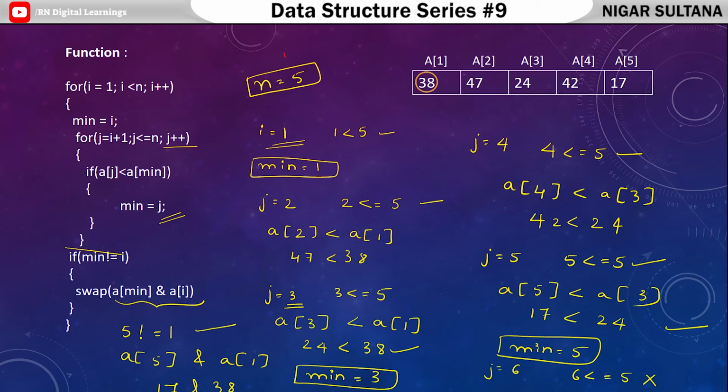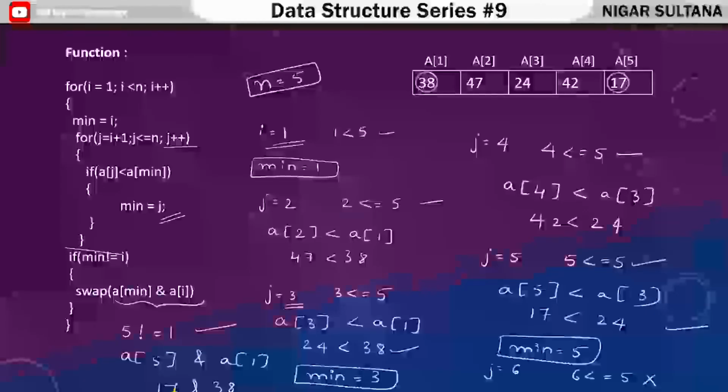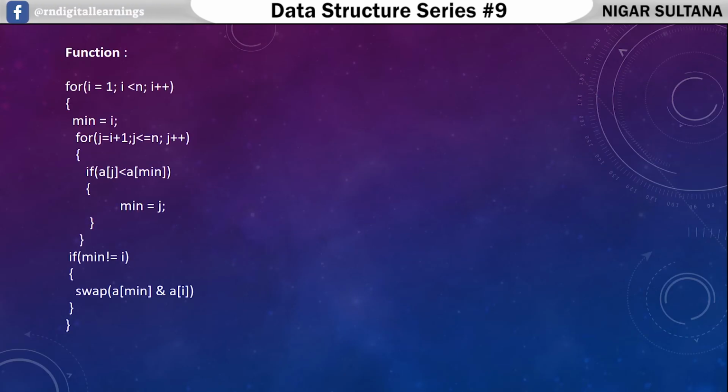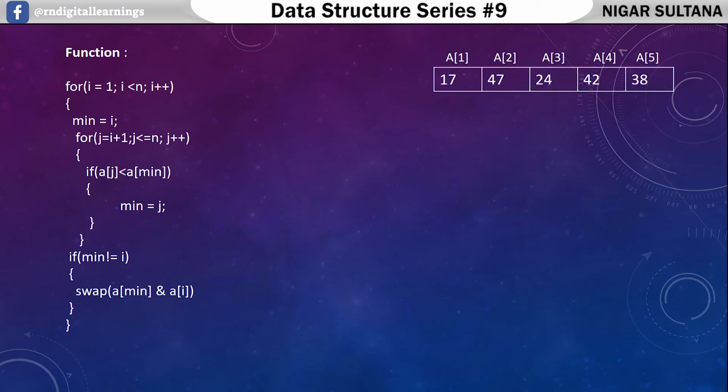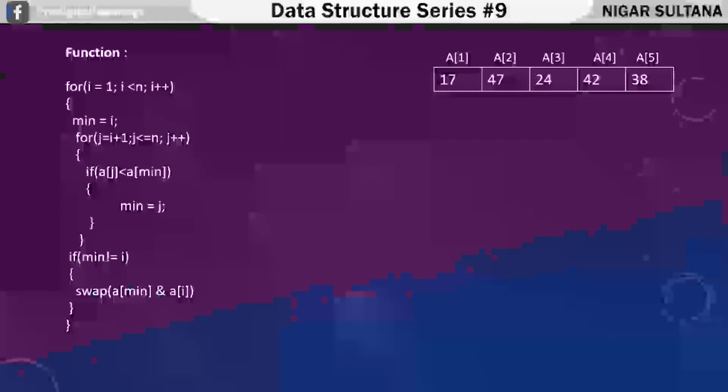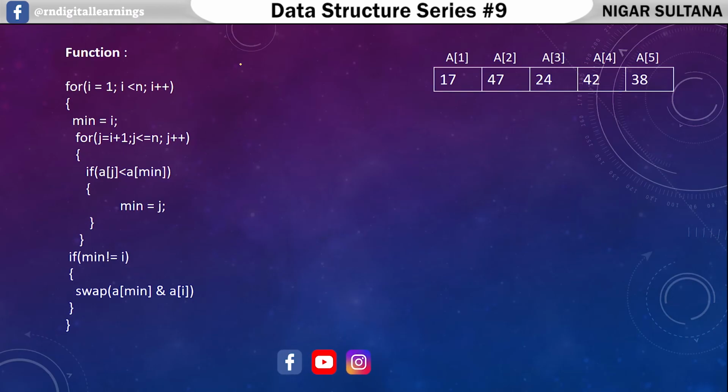I have told you that the smaller element will be kept at the first position. We will swap the smaller element with the first element. That is, 38 and 17 will be swapped. When we swap, 17 will be kept at the first position and 38 will be kept at the fifth position. Now I must increment the i.